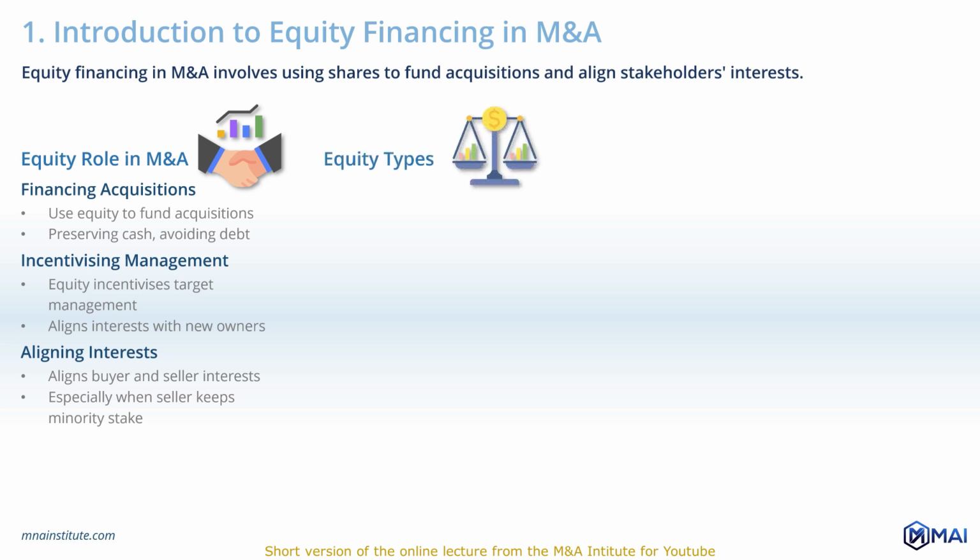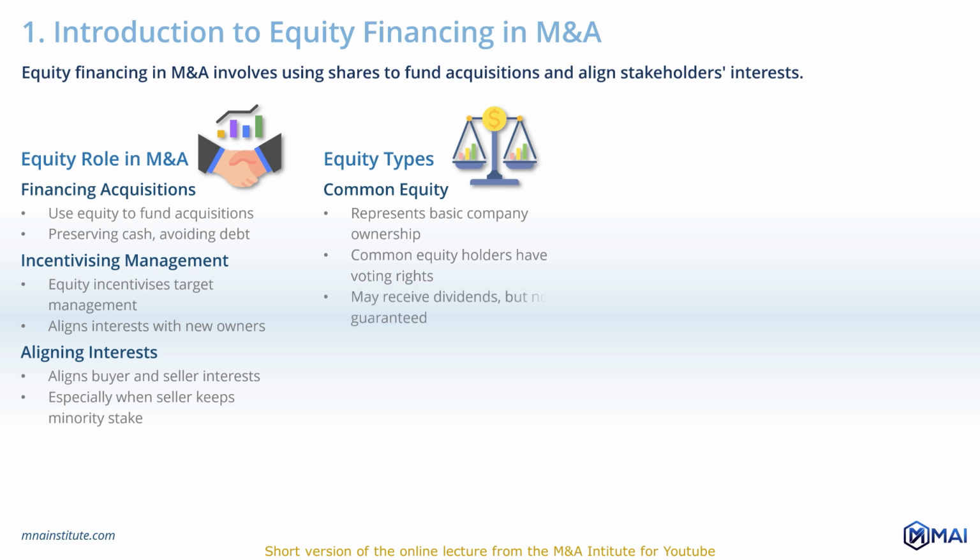Equity types. There are two main types of equity. Common equity. This represents basic ownership in a company. Common equity holders have voting rights, which allow them to influence corporate decisions, and they may receive dividends, though these are not guaranteed.